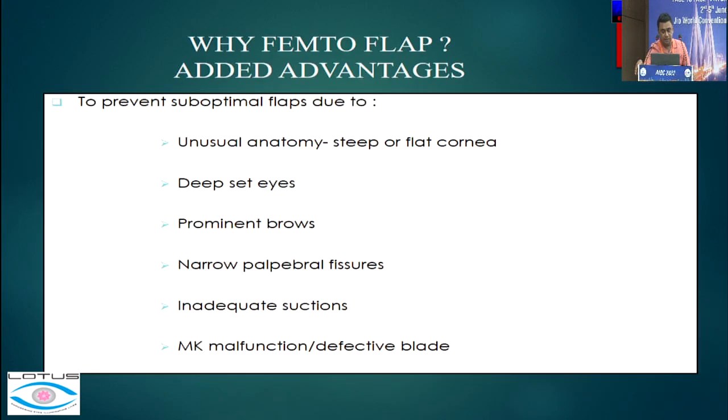The added advantage with Femto is that we cannot place a microkeratome whenever there are deep-set eyes or a prominent brow, or nose, or palpebral pressure. Here we are making use of a patient interface, so we can make flaps even in this subset of anatomical abnormalities. Steep cornea, flat cornea, to prevent complications, better not to do microkeratomes, but with Femto, yes, we can proceed.